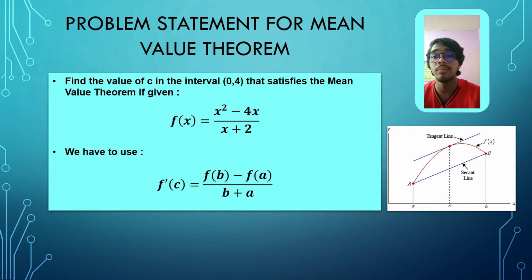And for the problem statement for mean value theorem, first, like we read at the slide, f(x) is equal to 8x to the power of 2 minus 4x over x plus 2. Okay, so we have to use the formula f'(c) equals f(b) minus f(a) over b minus a. But before that, we must differentiate f(x) and then use the formula.